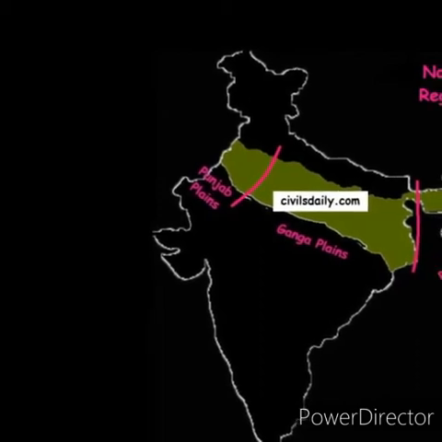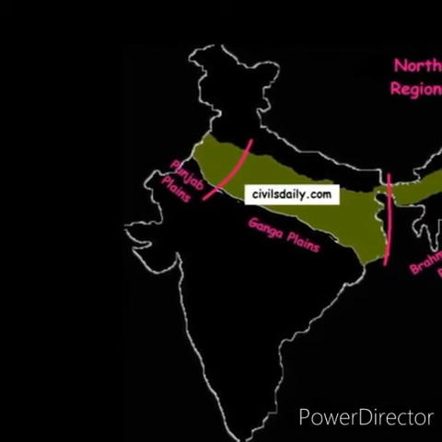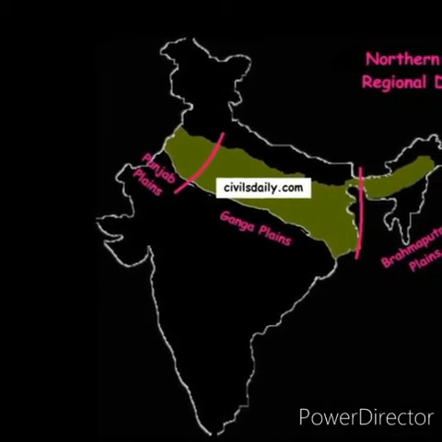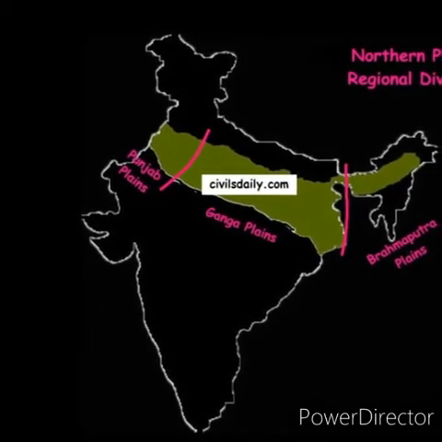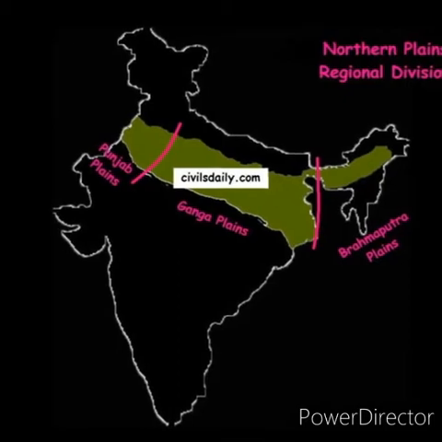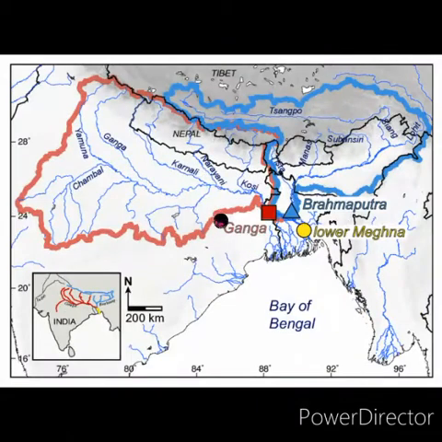The Ganga Plains occupy the largest part of the northern plains. The Ganga River, along with its tributaries, originates in the Himalayas and forms these plains. Now, the Brahmaputra plains are in the extreme eastern part of India, and these plains have been formed by the depositional work of the Brahmaputra river and its tributaries. The Brahmaputra river originates from Tibet and enters India from the east.